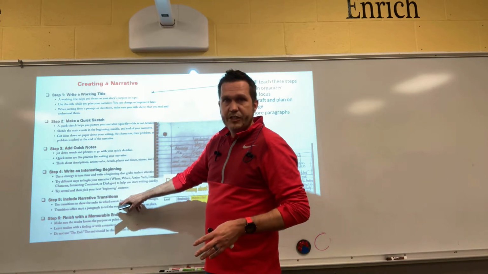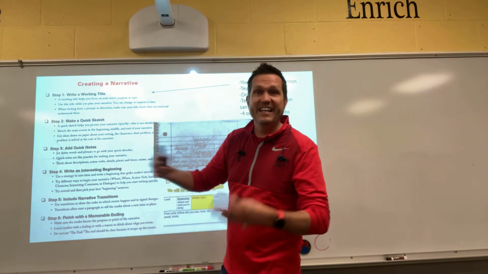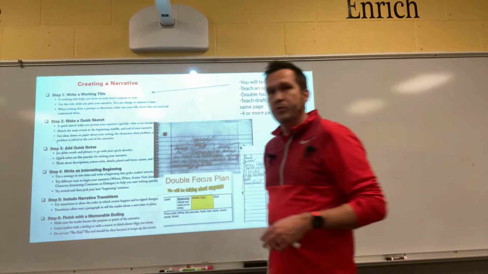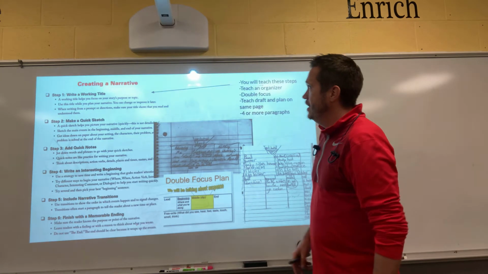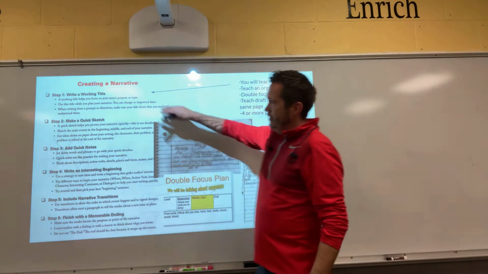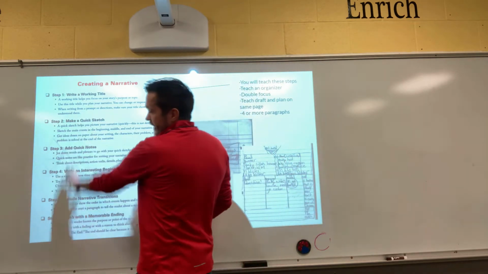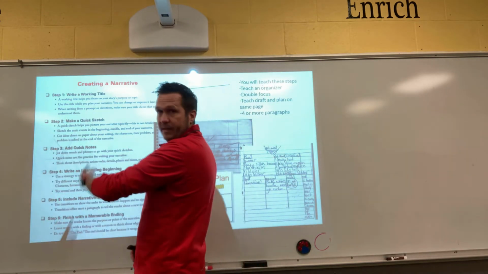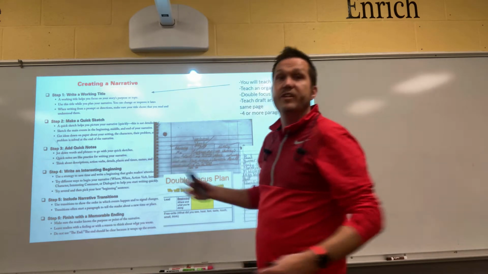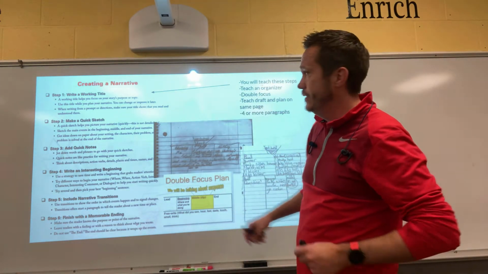Include narrative transitions. That's what you would do when you're revising. And finish with a memorable ending. Again, that would be happening at the end. So really what we're doing is this, these first couple of steps are all happening on an organizer. This is something you can give to kids, and it helps them understand step by step how they can work through a narrative. It also can help you as you're planning and instructing too.